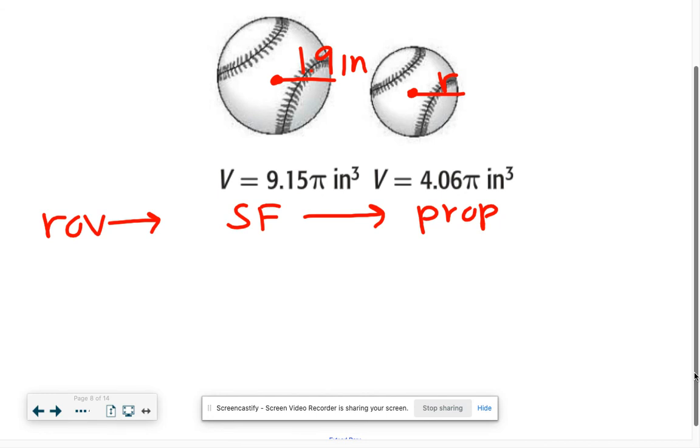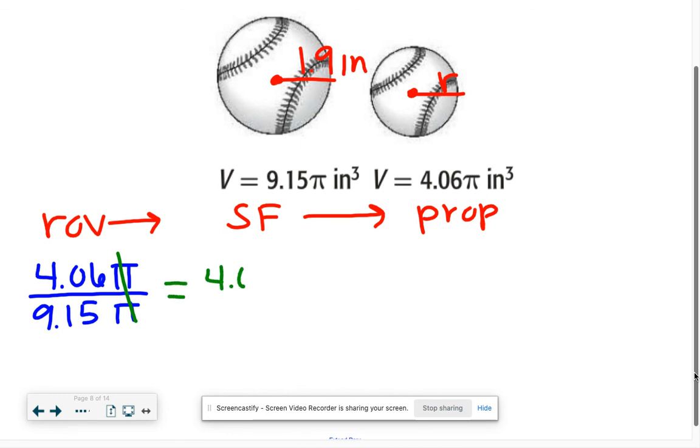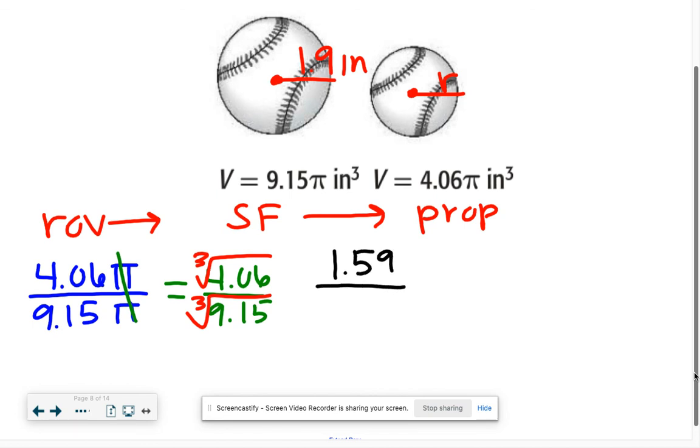We know both of our volumes. So 4.06 pi over 9.15 pi. Basically, the only thing that reduces on here is we can get rid of our pi's, and now we're just left with 4.06 over 9.15. Now we're going to take the cube root of those. The cube root of 4.06 is about 1.59. And the cube root of 9.15 is 2.09. So that's my scale factor.